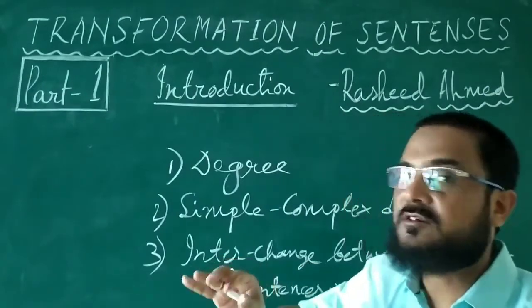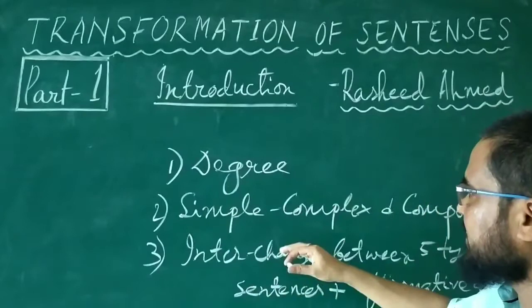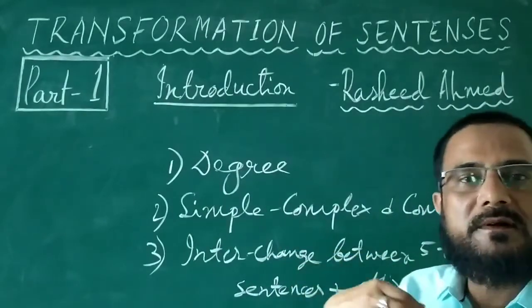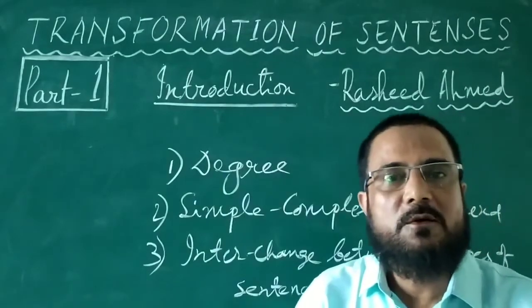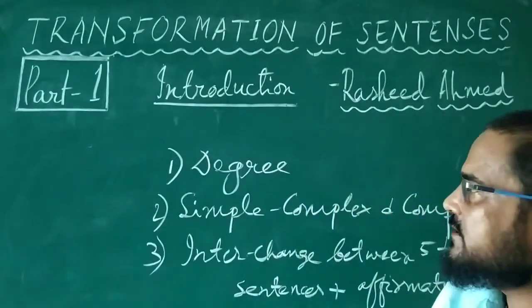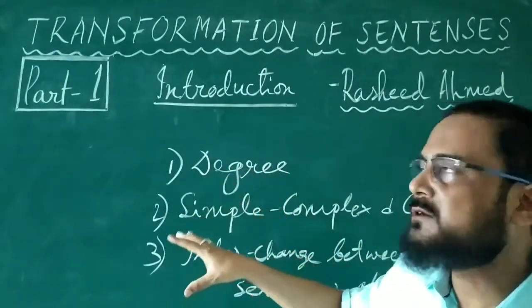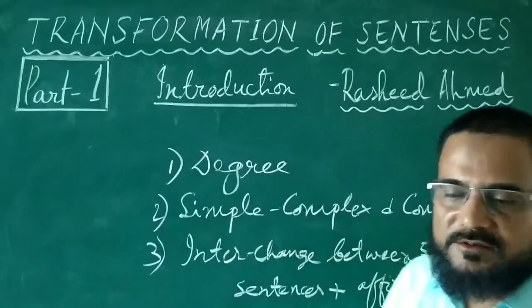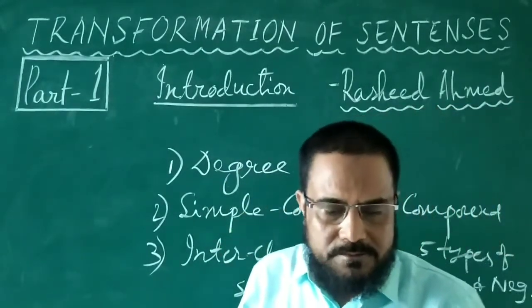When we will discuss transformation of sentences, one thing will be change of degree. Second thing will be changing from simple to complex and compound, from one to another. And third thing will be interchange between all the 5 types of sentences, and then from affirmative to negative, etc. These 3 things will be our main center of focus when we practice transformation of sentences. In the final examination, you have 4 marks in transformation.